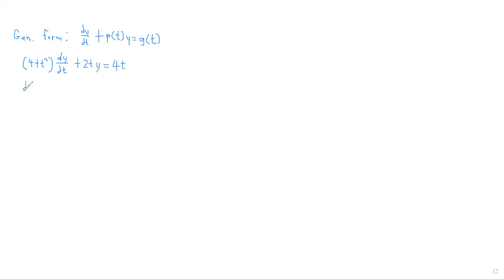So dy/dt plus 2t. I like to usually have the leading coefficient at the front sometimes, so I'm just going to do this. It doesn't really change the equation that much. So plus 2t over t squared plus 4, y is equal to 4t over t squared plus 4.